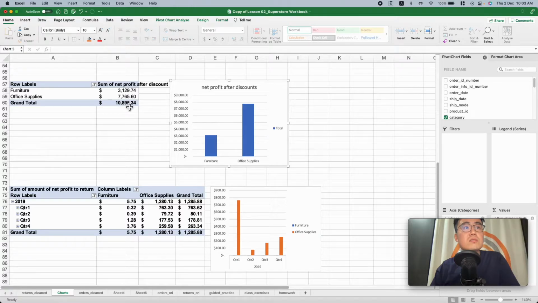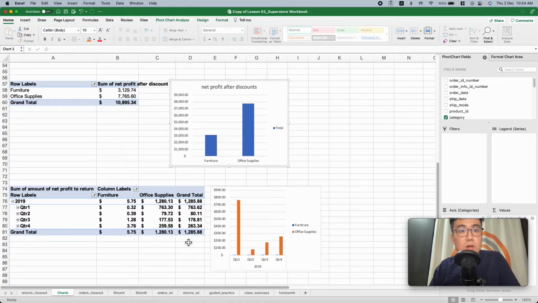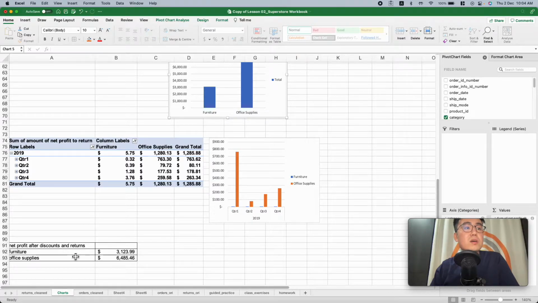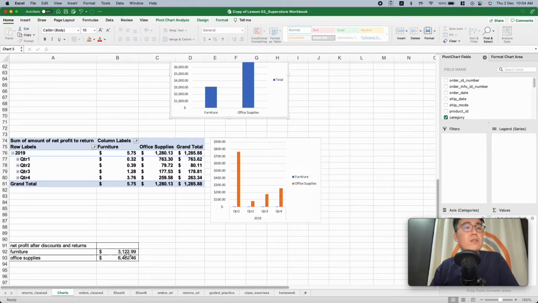So the $10,895 will be deducting the $1,285.88, or you can deduct it individually, which I've done here. So for furniture, the net profit after discounts and after returns will be $3,123.99, and for office supplies it will be $6,485.46. Yep.